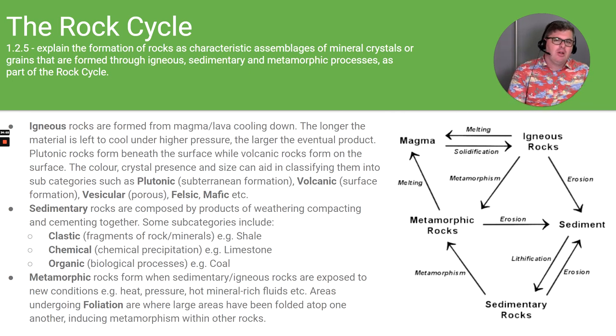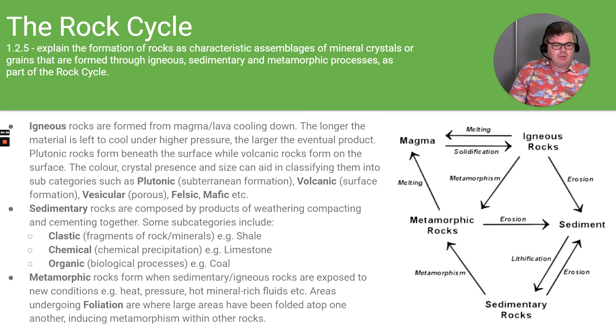Metamorphic rock is what happens when you have either igneous or sedimentary rock and it's been warped by temperature or pressure or extremely long periods of time. Here we have areas undergoing foliation where they've been folded on top of one another. It could have been a slow moving occurrence, or it could have been something occurring relatively rapidly in terms of geology. These three form what we call our rock cycle.